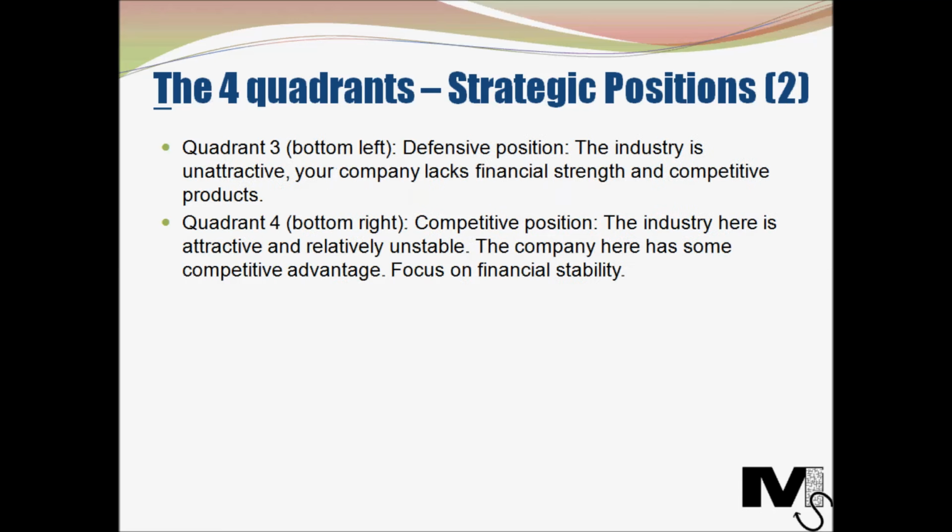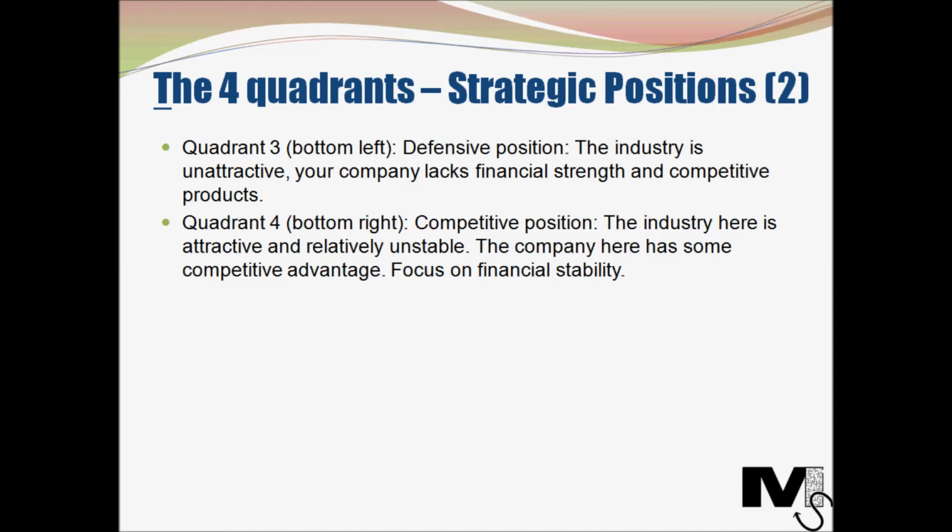Okay, now let's look at the remaining two positions, which is quadrant 3, which is the bottom left and is the worst position to be in. It's called the defensive position, and in this unfavorable position the industry is unattractive. This also indicates that your company lacks financial strength and competitive products. In a situation like this, it would be sensible to keep costs as low as possible, further reduce investments in the current industry and consider leaving the industry ASAP.